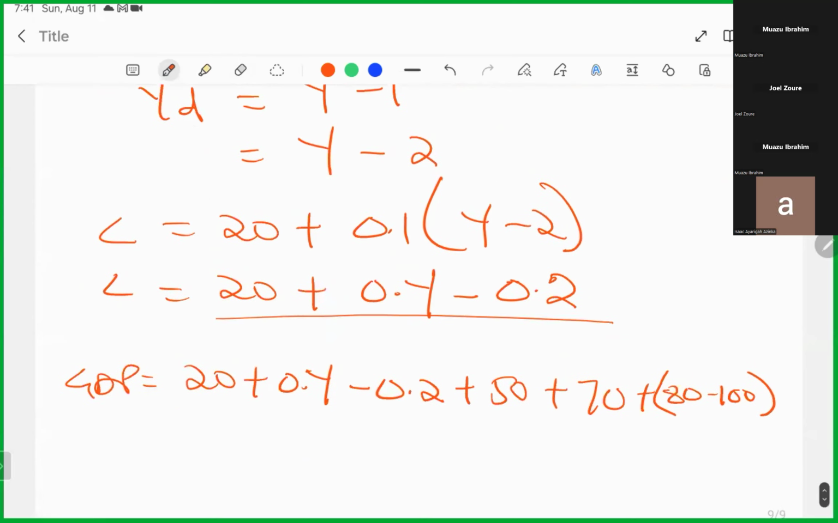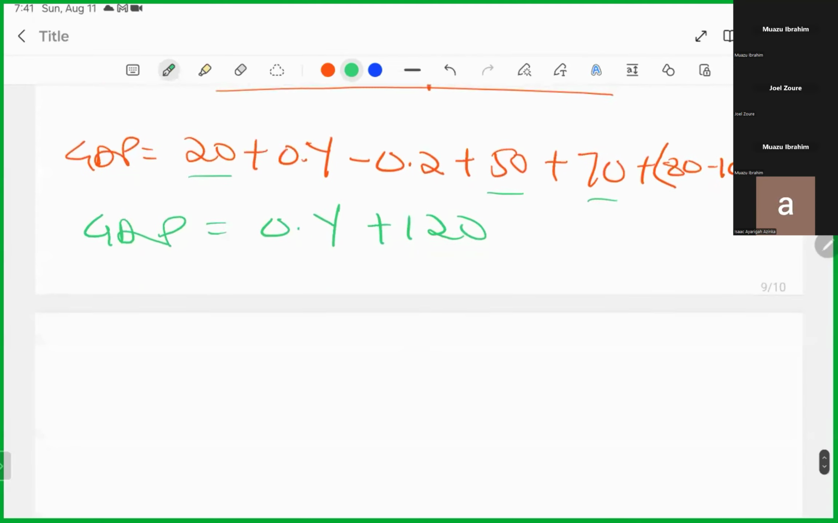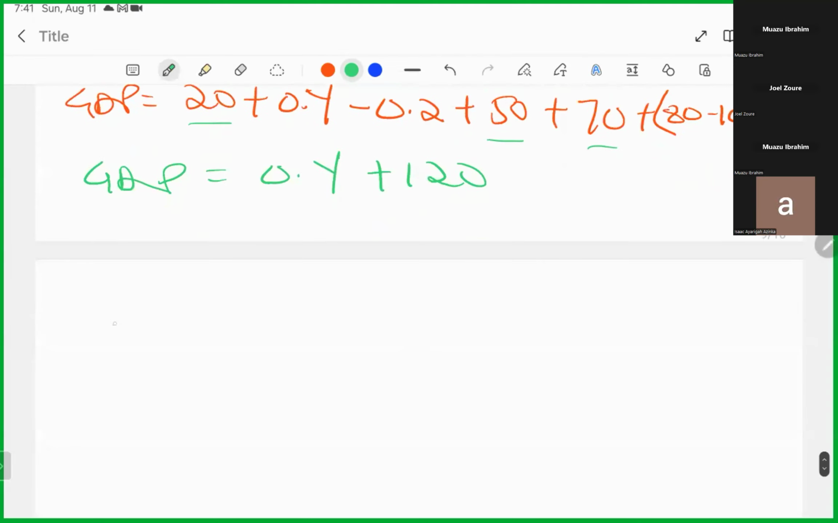Okay. So what will you get? We are going to have 20 plus 50 plus 70, and here will be negative, so minus 20. Minus 0.2 as well, so this will be 120. So your GDP would be equal to 0.1Y plus 120.